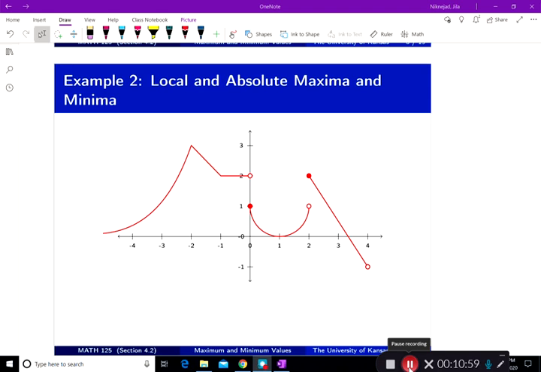Example 2, local and absolute maxima and minima. Over here, let's see, where do I see a local maximum? I see one over here because it's sitting above everything else. I see another one over here, which sits above everything else around it. Within a little neighborhood around it, it's the maximum. Actually, this one is an absolute maximum.